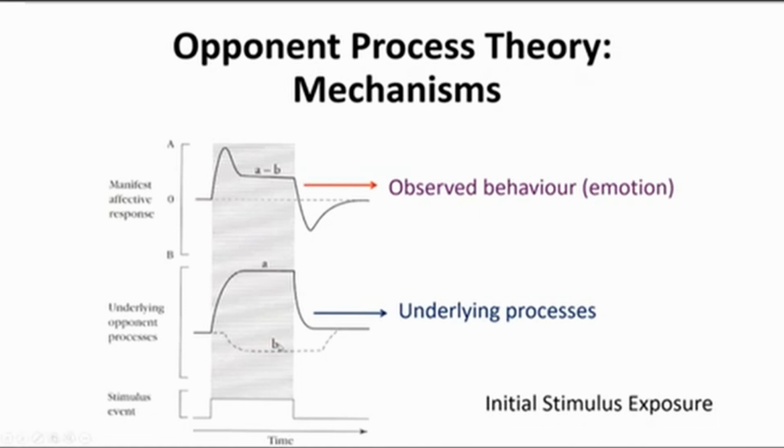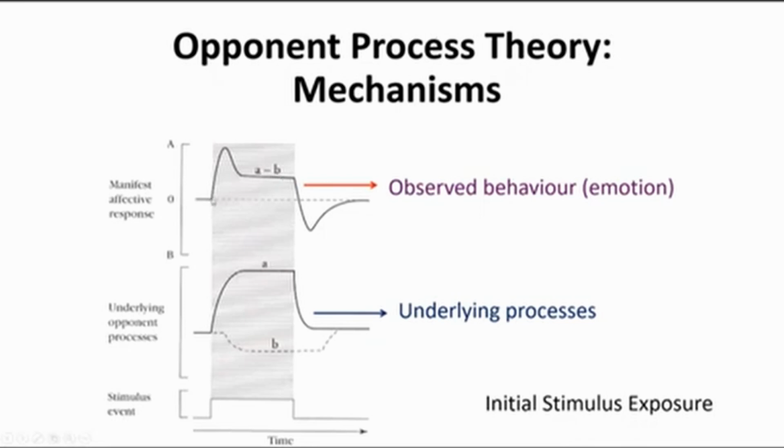Our B process is going to be a little bit opposite because it's not run by the stimulus, it's run by the A process, so it has a little bit of a delay here. So it starts after the A process has started, and it's going to end after the A process has ended. And when we add these together, when we get the net product of these two processes, we can see our manifested behavior. So this is the difference between A and B.